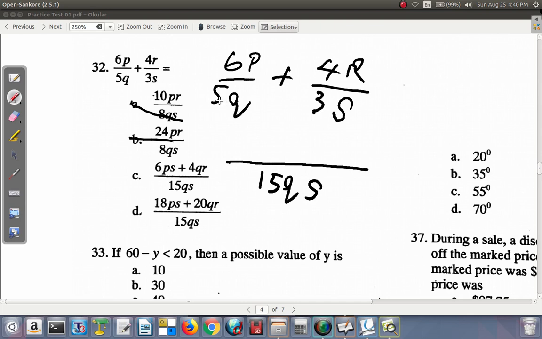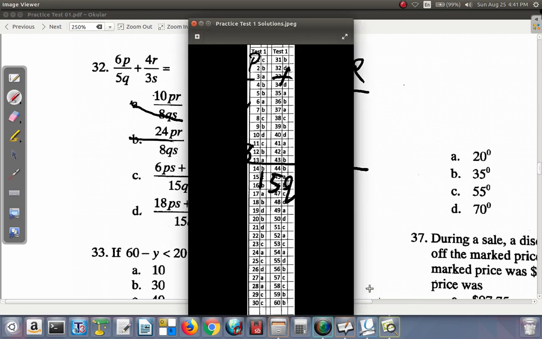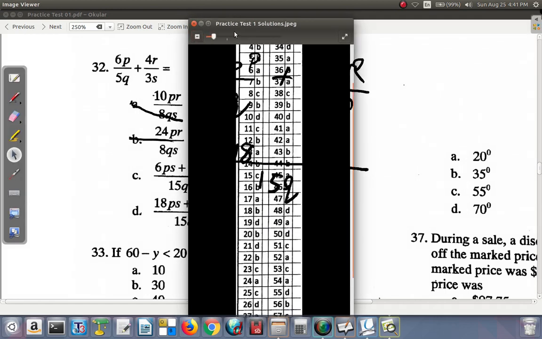So let's continue. 5 into 15 is 3. 3 into 6 is 18. So you have 18 up here. So C is out, it has a 6 here. D has an 18. So question 32 shows that the answer is D. So it's 32D, right? Okay. So question 32 is D.